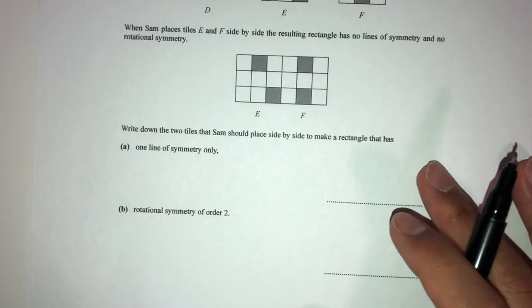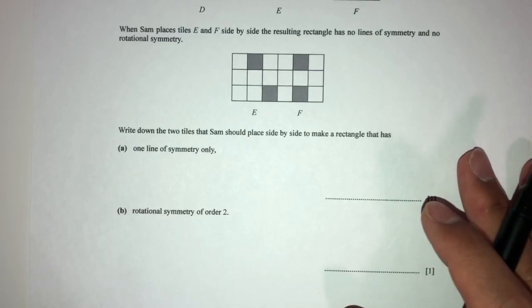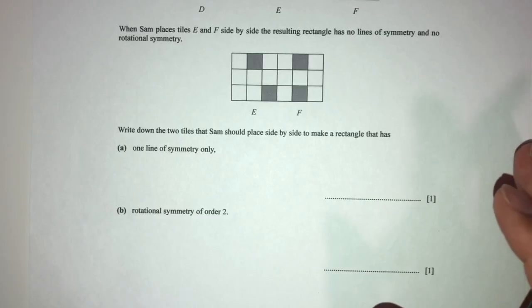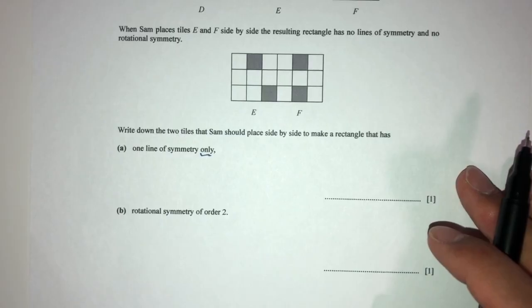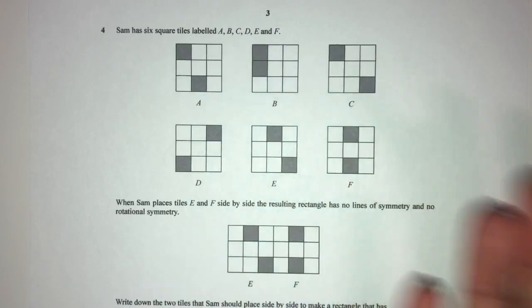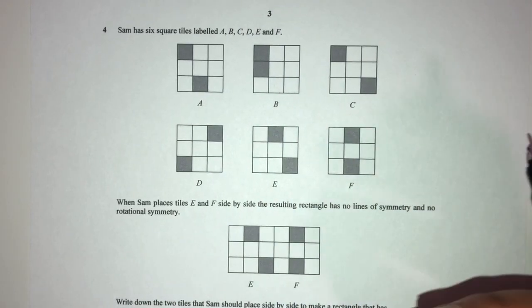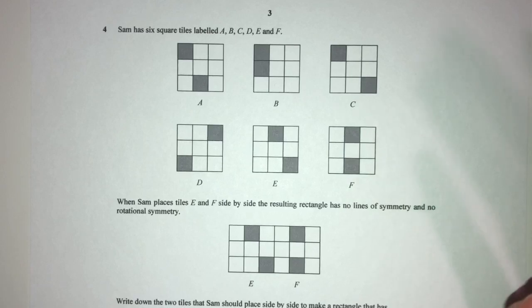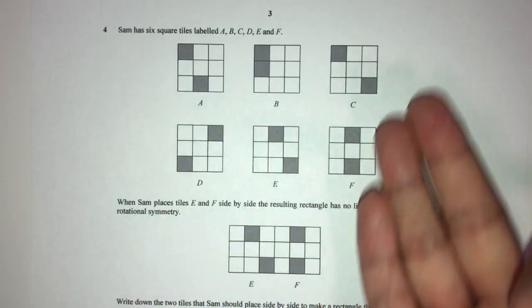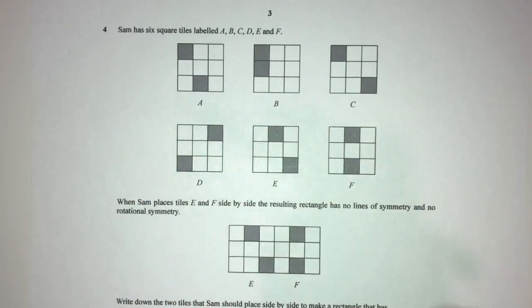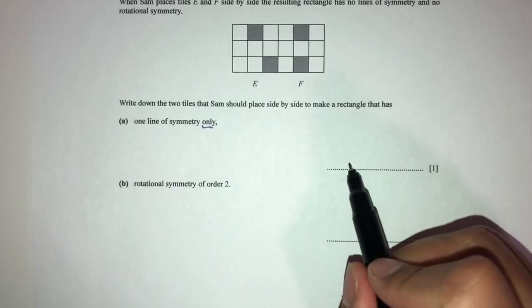Now, what is the question? We have to write down 2 tiles that Sam should place side by side to make a rectangle that has only one line of symmetry. Again, this question is done by trial, by using your sense of observation and imagination. So choose 2 that will, if you join them together, produce something that has one line of symmetry. So by observation, you will choose C and D, right? C and D.